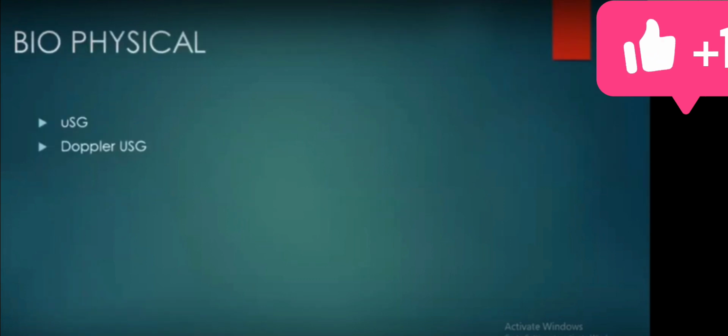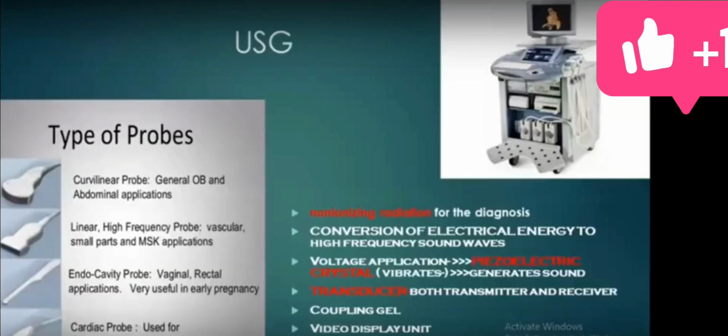Another examination is the biophysical examination, where we assess how the baby is and how the environment of the baby is, through USG, ultrasonography, or through Doppler ultrasonography. USG is one of the most commonly used procedures in obstetrics. As you can see in this USG, many types of probes are used. The two most common are the curvilinear probe and this endocavity probe. The curvilinear probe we use for abdominal examination, and the endocavity probe for transvaginal examination.